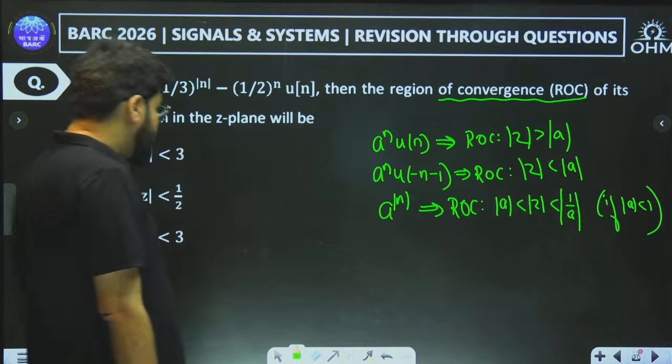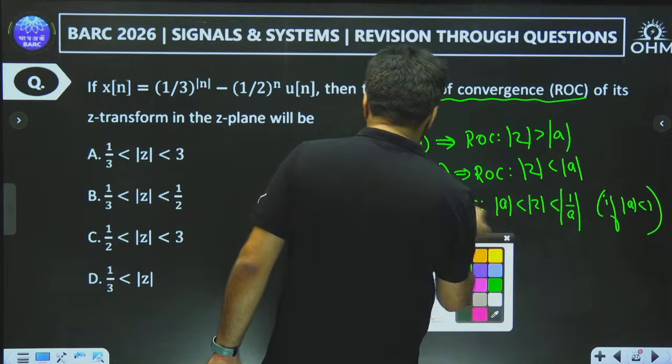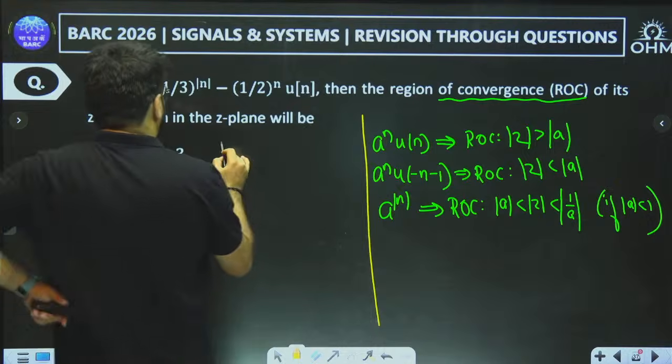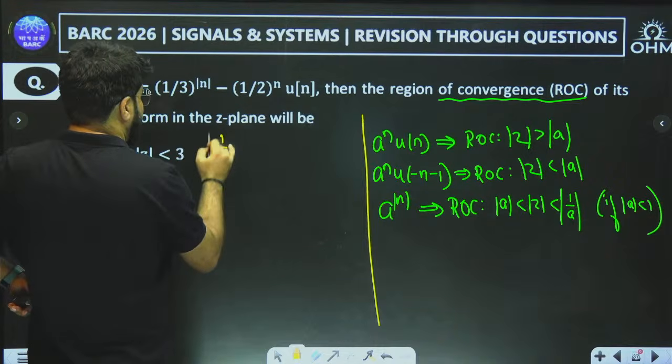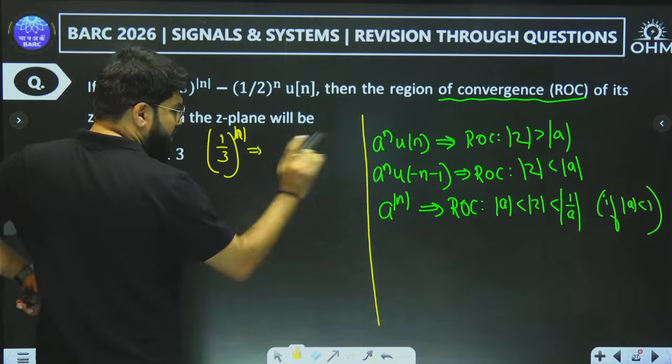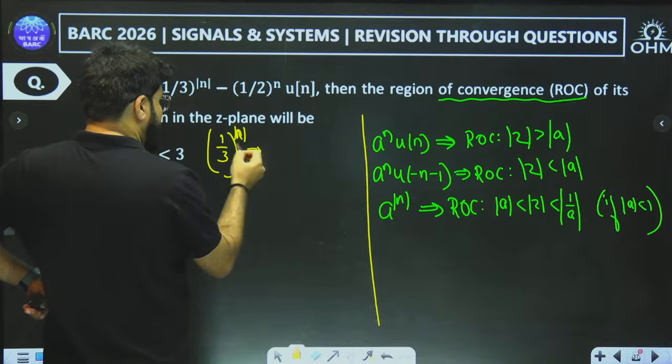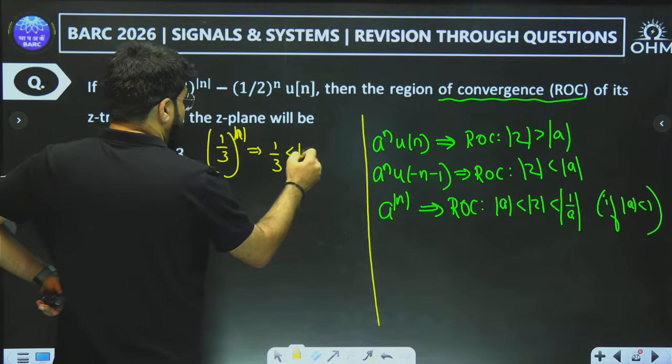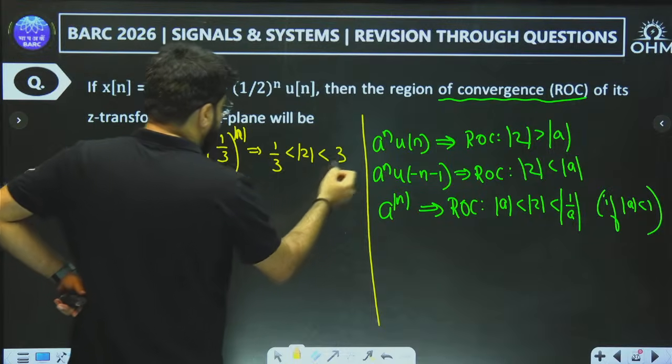So let's do it. What is the signal here? (1/3)^n u[n] and (1/3)^|n|. What is the ROC for this? |1/3| is less than 1, no? Yes, the ROC will be from a to 1/a, which means 1/3, and the reciprocal becomes 3. So there is one ROC, 1/3 to 3.